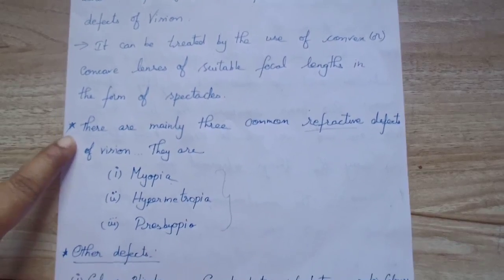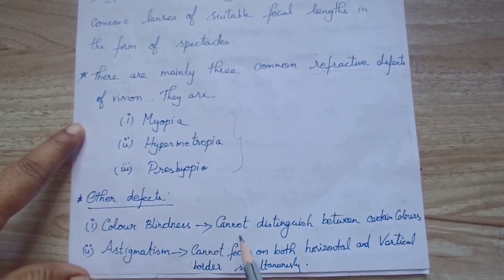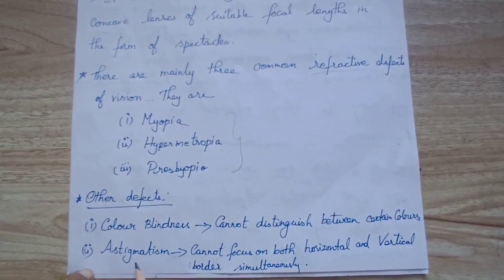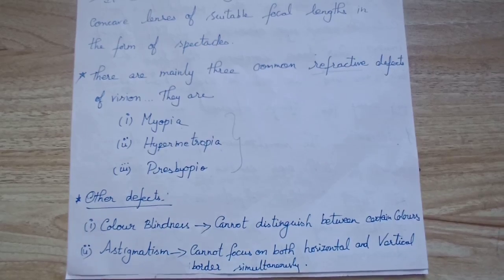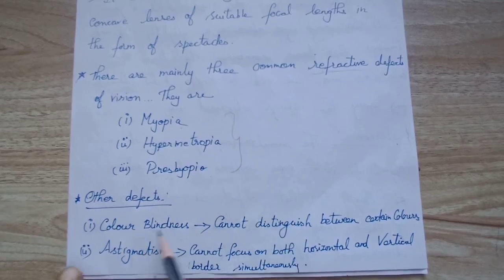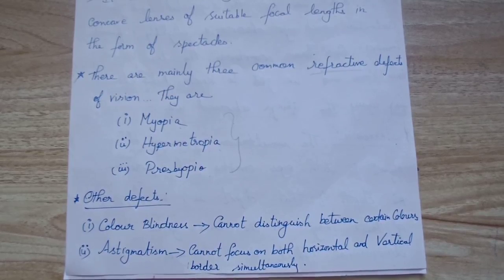Other defects of the eye may be color blindness. You very well know about this: the person cannot distinguish between certain colors. And astigmatism, where the person cannot focus both horizontal as well as vertical borders simultaneously. We are going to focus only on the refractive defects here; I just want to tell you about these other defects. Cataract is also one of the defects. Due to the age factor, the eye lens becomes milky and cloudy.